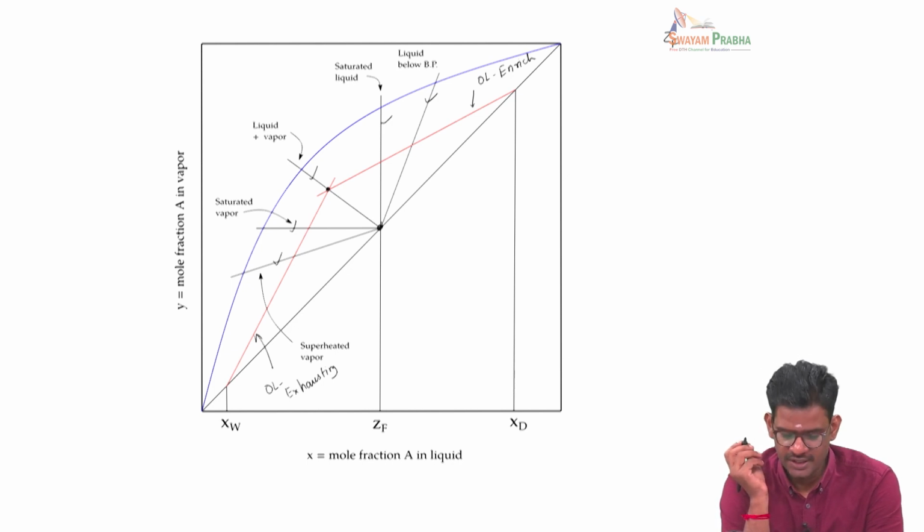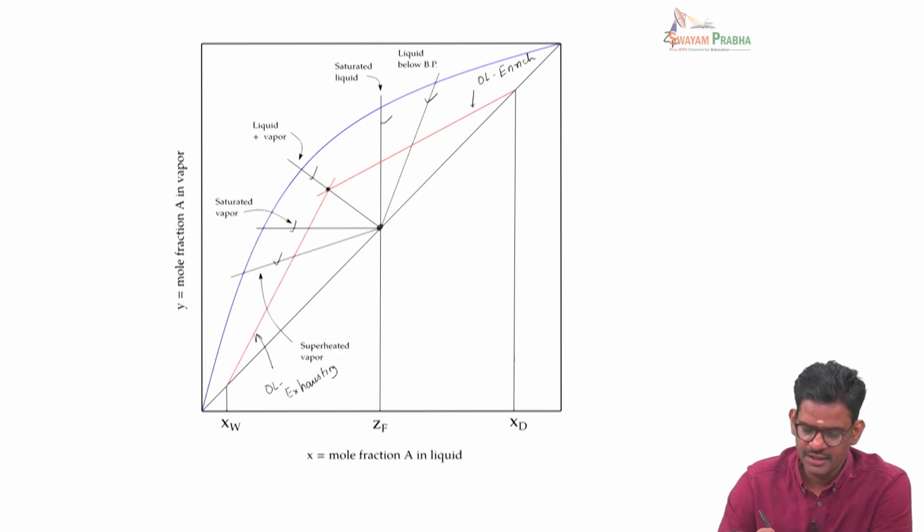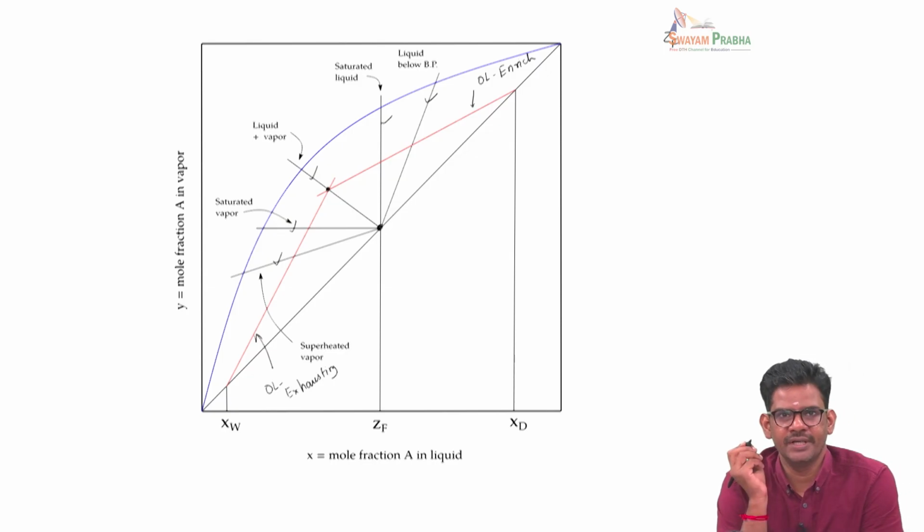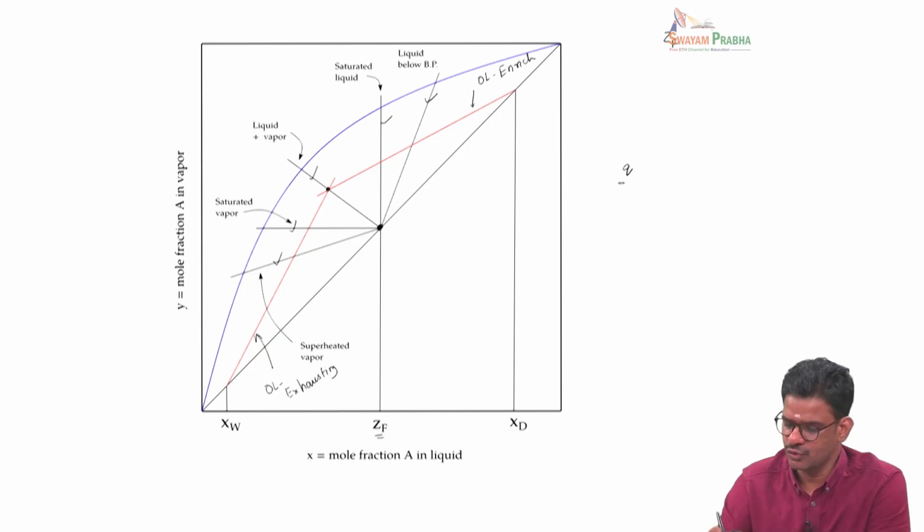So the way that we should locate the q line is first marking a point on the 45-degree line corresponding to the feed composition ZF, and then finding out what is the slope of this line, and the slope of the line is given by q by (q minus 1).